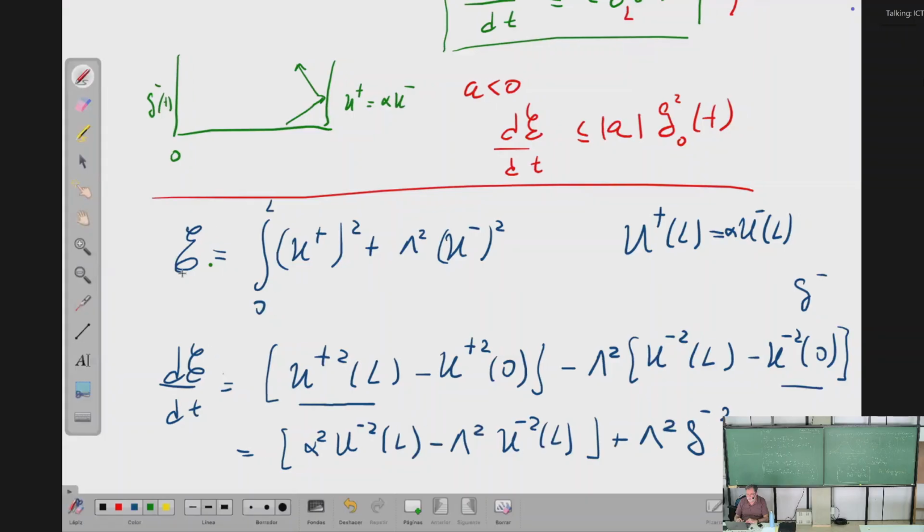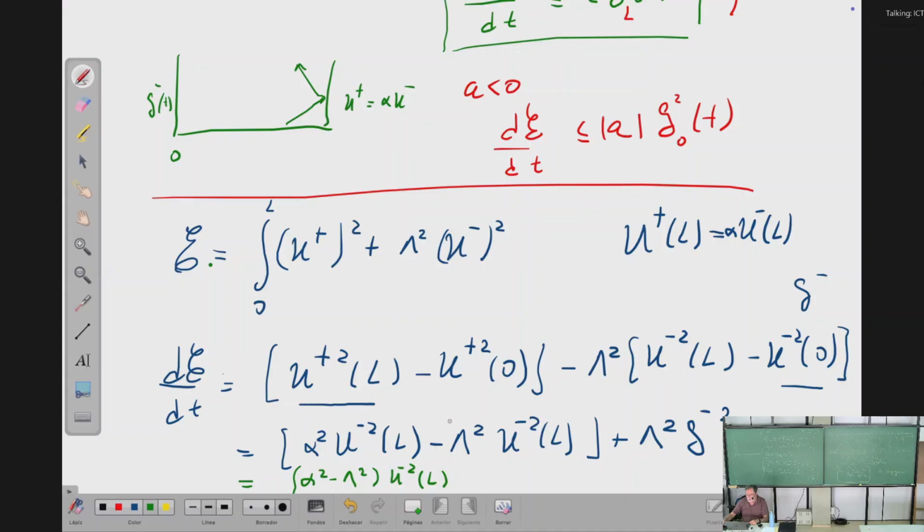I already reached it, okay, I'll write it down here. This was alpha squared minus lambda squared times u minus squared at L, okay? So I need this to be non-positive. So I control and I throw away.